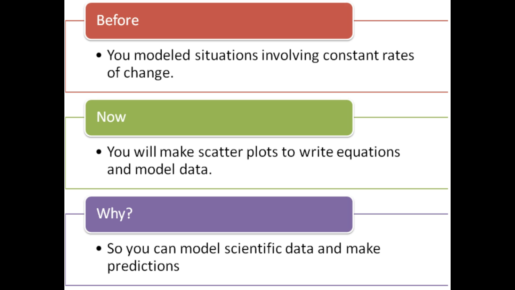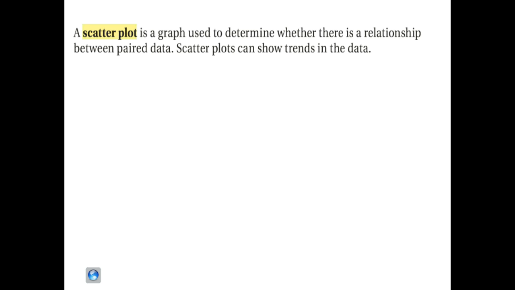So, we modeled situations involving constant rates. We're going to do scatter plots, and we're going to write equations of this, and then we're going to use this to predict data based on the information we get. So, let's talk about scatter plots. What is it? It's a graph we use to determine if there are relationships between data. And they're going to show us trends a lot of the time.